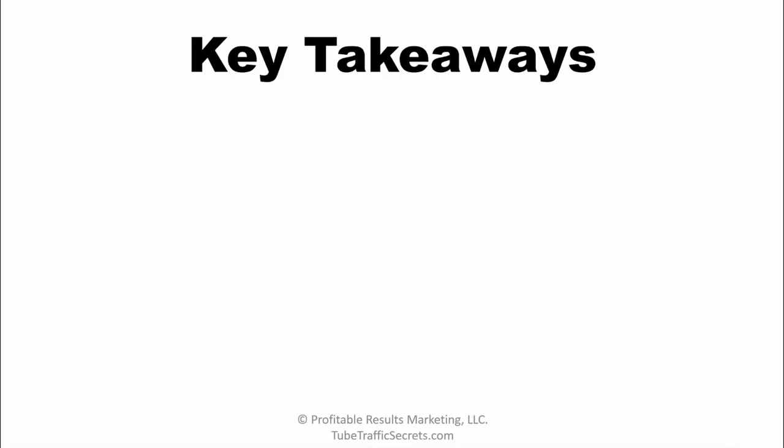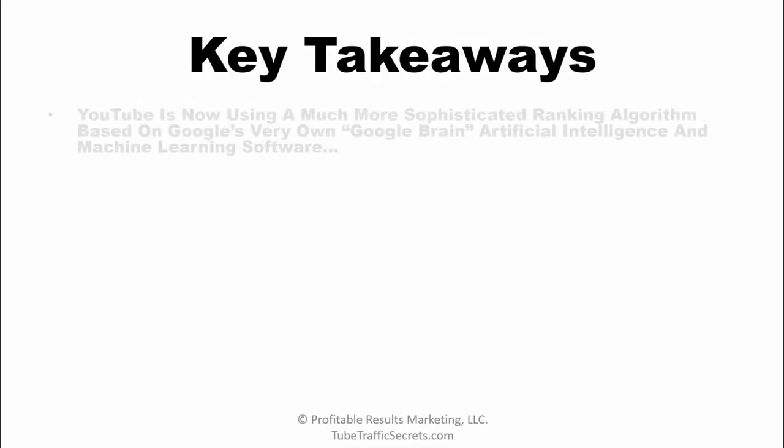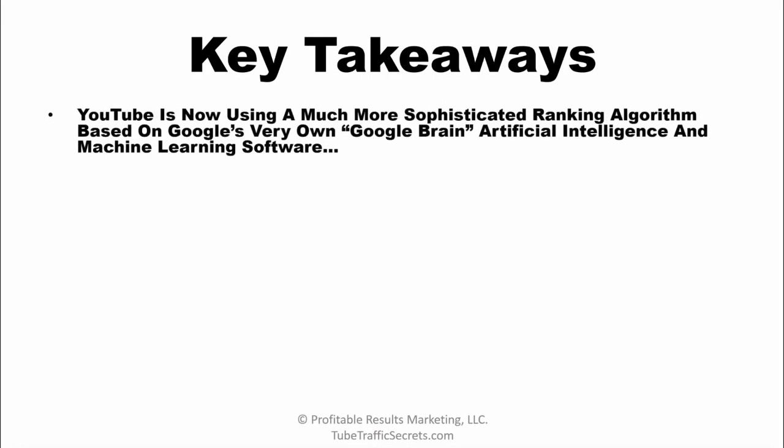But first, let's talk about some of the key takeaways from this research report. YouTube is now using a much more sophisticated ranking algorithm that is based on Google's very own Google Brain, artificial intelligence, and machine learning software.